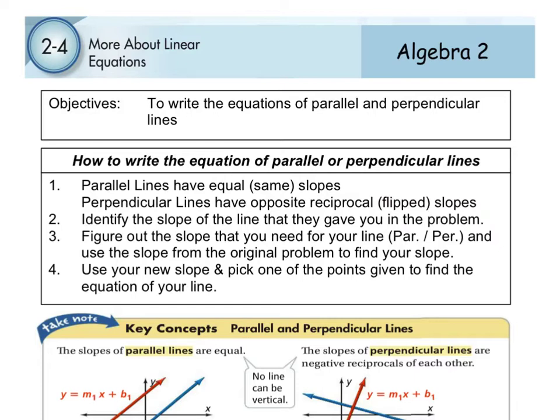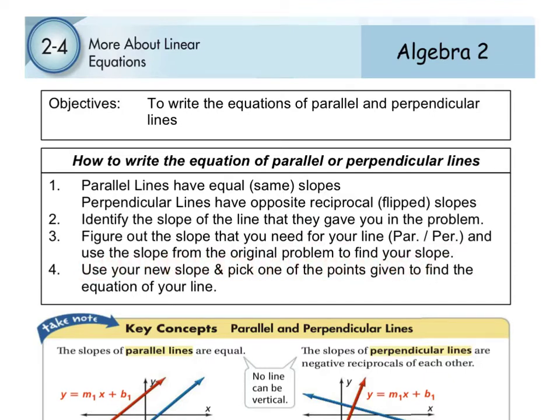We take the reciprocal. Okay, these next three steps are steps on how to actually go through and find the equation of your line. So identify the slope of the line that they gave you in the problem. The first thing you've got to do is figure out what slope they give you. Now, whether it's parallel or perpendicular is going to determine whether you have to change your slope or not. Figure out the slope that you need for your line and use the slope from the original problem to find your slope.